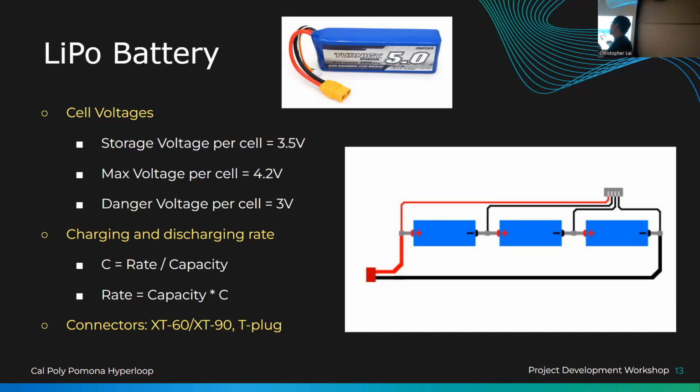So for a 3S LiPo battery, what's the maximum voltage it can hold? Quick maths. So it's pretty much just your 4.2 per cell. There's 3 cells in series, so you just add them together, right? So it's 12.6. So when you're calculating LiPo battery voltages, that's what you have to look out for. So in this case, what is the storage voltage going to be? If I buy a 3S LiPo battery off Amazon right now and test the voltage, what am I going to see?